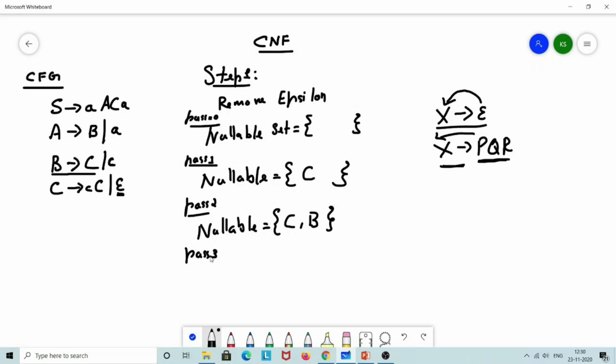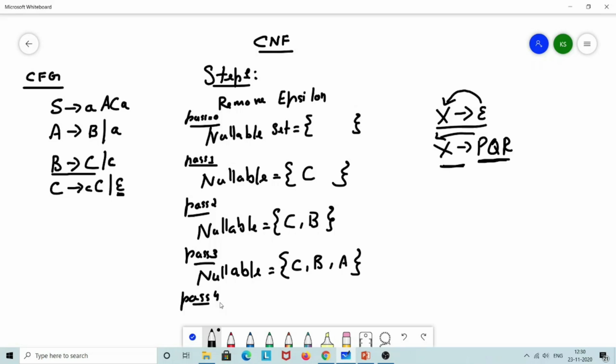Pass 3. First rule here, S is not nullable even though C is nullable as previously said. A gives B. Since B is now added to the nullable set, that makes A nullable. So I have to add A to the list. My list now contains C, B and A. The others I need not look at because they are already seen.